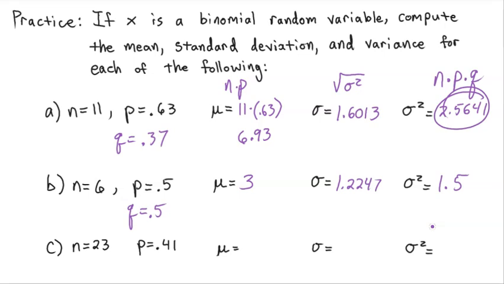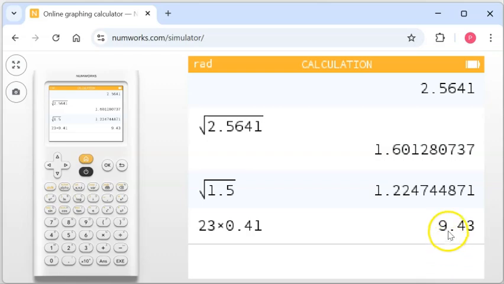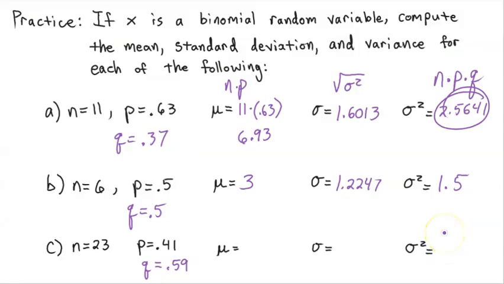All right, great. Now let's do this part C. So a few more trials. We've got 23. N is 23. P is 0.41. We're going to need Q. So Q is 1 minus 0.41. 1 minus 0.41 is 0.59. You can check it in a calculator. So mu is just equal to n times p. So 23 times 0.41. And that is 9.43.